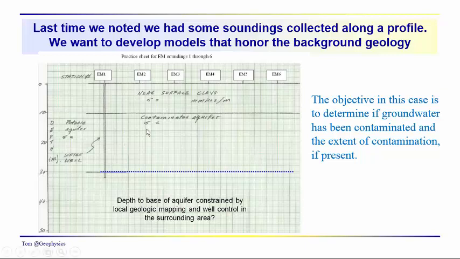Okay, well, last time we noted that we have collected some soundings across a transect which is down gradient from a wastewater lagoon. And what we want to do is determine in this area if any leachate from the lagoon has made its way down into this area, and whether it has possibly contaminated this reservoir.